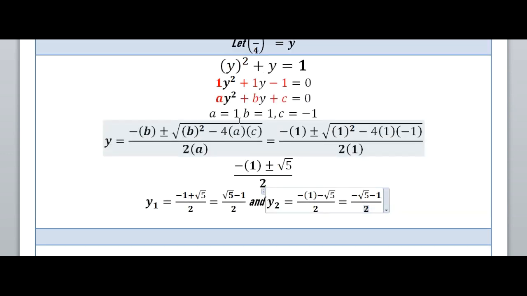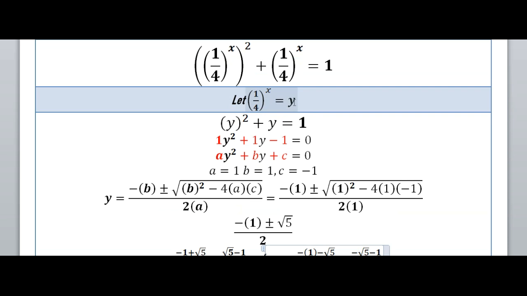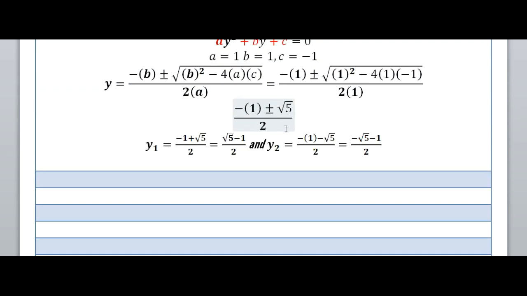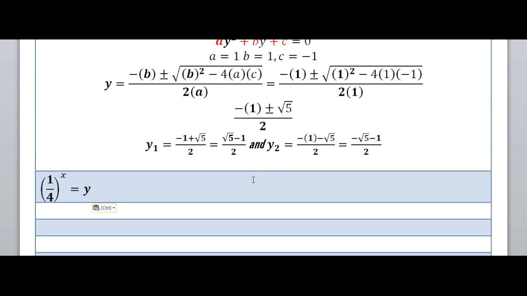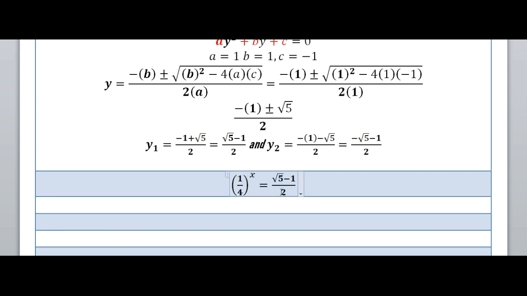Now remember, if you go back, we said let 1 over 4 raised to power x be equal to y. So where there is y, we'll put the value of y. The first value of y, y1, is root 5 minus 1 over 2. So where there is y, we'll put root 5 minus 1 over 2.